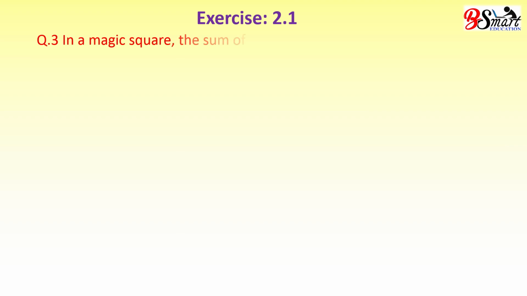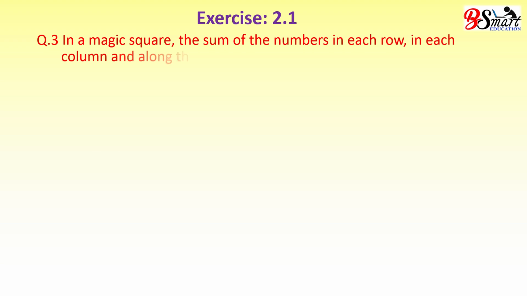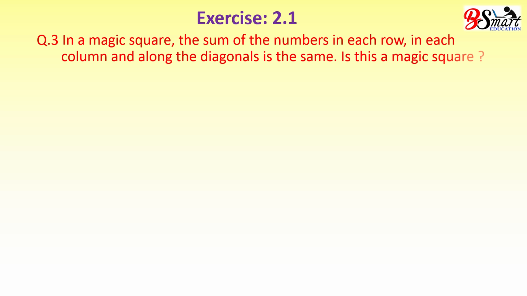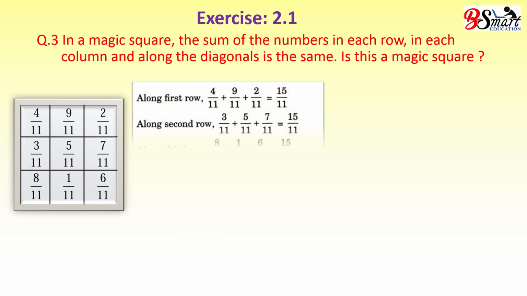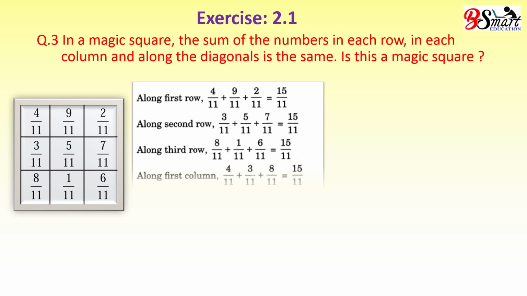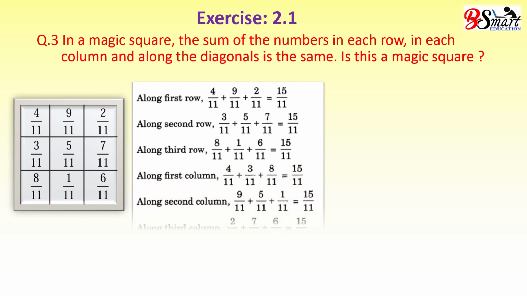Question number 3. In a magic square, the sum of the numbers in each row, in each column and along the diagonals is the same. Is this a magic square? Along the first row, we have 4 by 11 plus 9 by 11 plus 2 by 11. So here the denominators are the same, so we add 4 plus 9 plus 2, which is equal to 15 by 11.